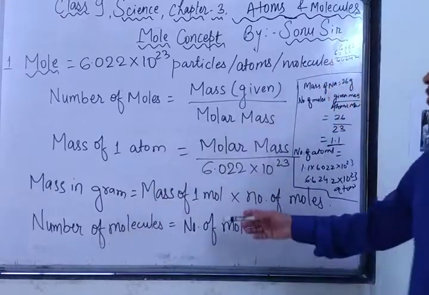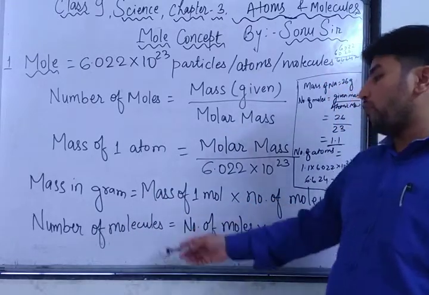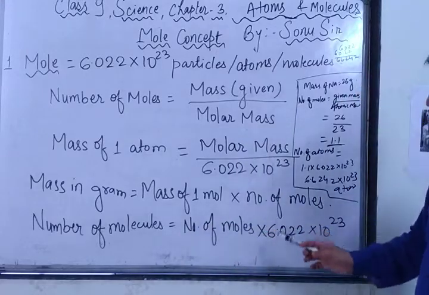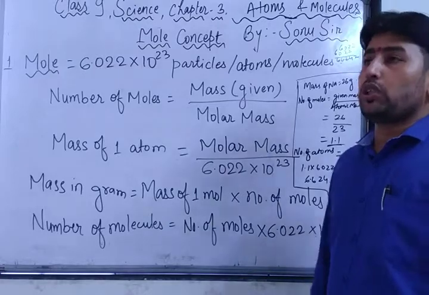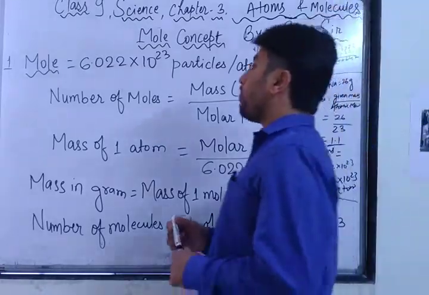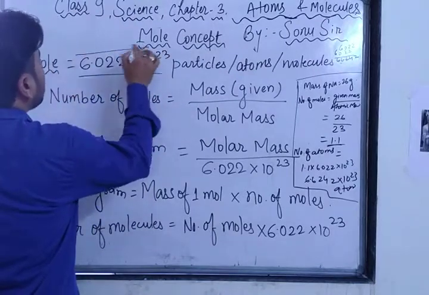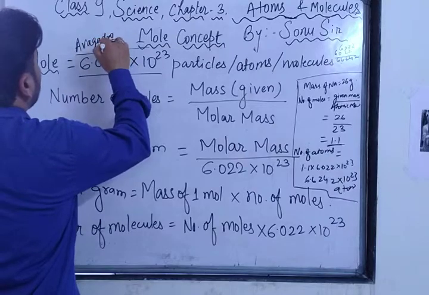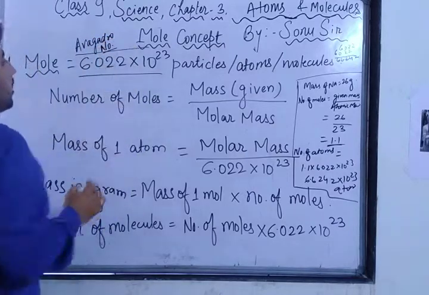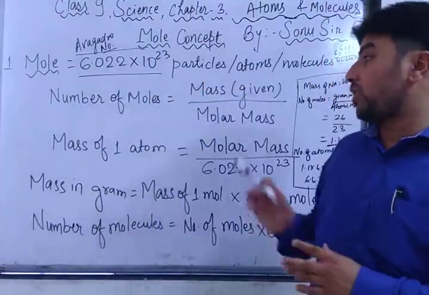Mass in gram is equal to mass of one molecule into number of moles, and number of molecules is equal to number of moles into 6.022 into 10 to the power 23. You must remember this number, 6.022 into 10 to the power 23. This is the Avogadro number. If you know this number, then you are eligible to calculate the number of moles and number of atoms.